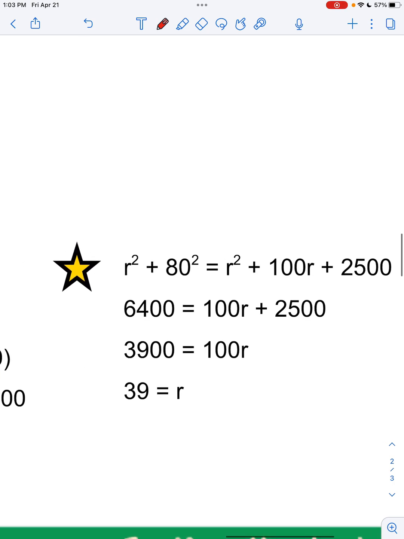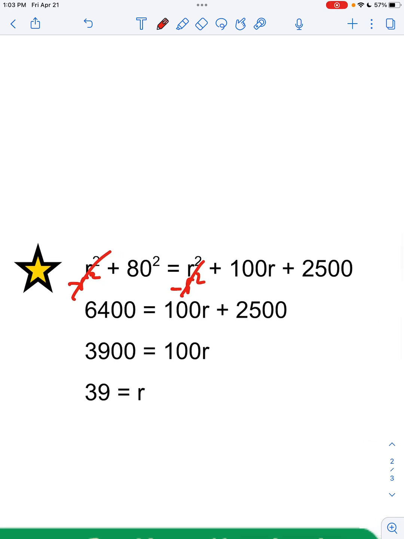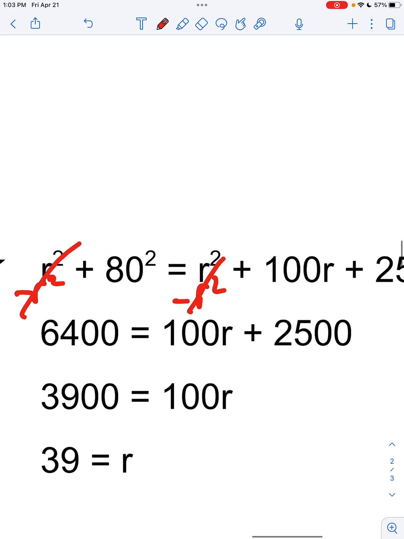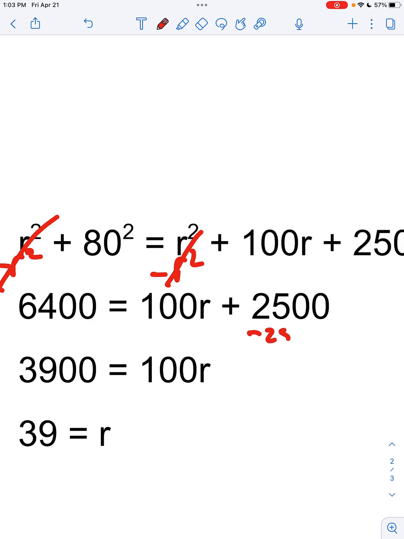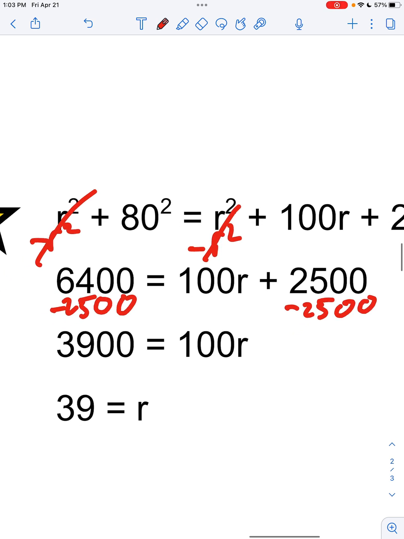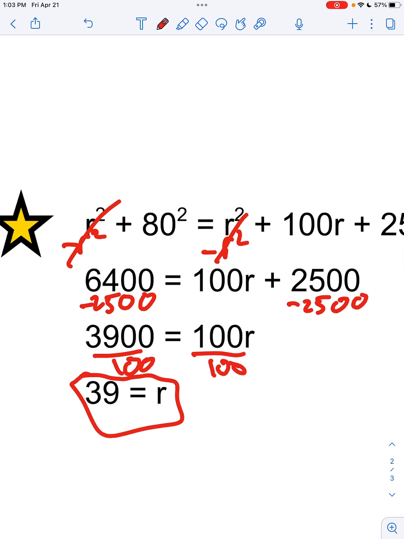So I'm going to plug that in, and again, as I work through and simplify, what's the first thing I'm going to do? I'm going to subtract R squared, so it cancels out. All that I'm left with as I simplify is 6,400 equals 100R. I'm going to subtract on both sides and then divide by 100 to get a radius of 39.